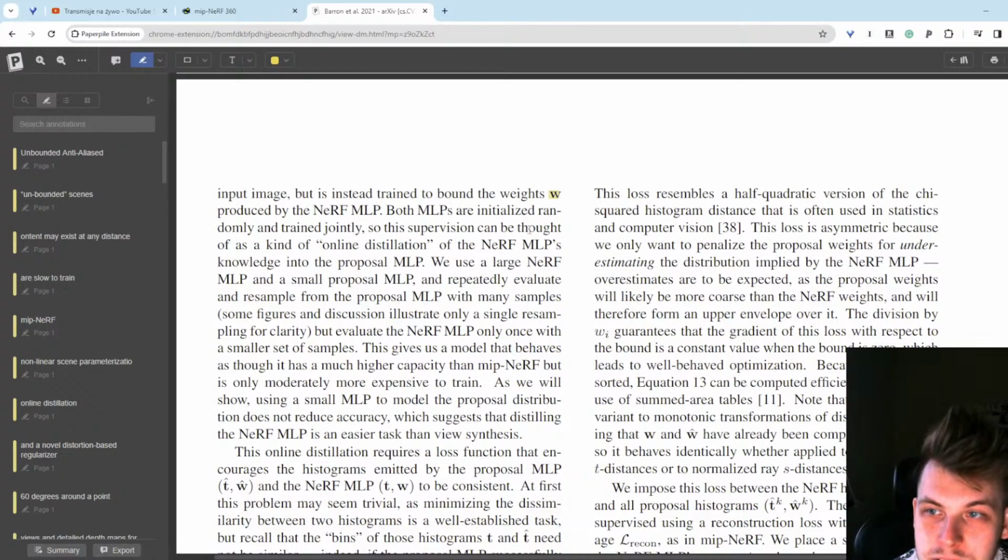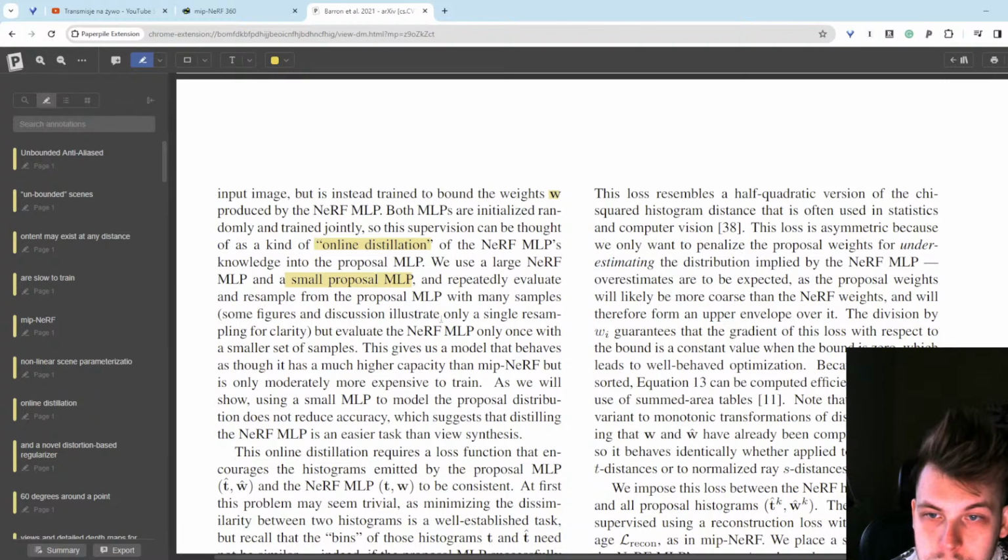Both MLPs are initialized randomly and trained jointly, so this supervision can be thought of as a kind of online distillation of the NeRF MLP's knowledge into the proposal MLP. We use a large NeRF MLP and a small proposal MLP, this is crucial, and repeatedly evaluate and resample from the proposal MLP with many samples.